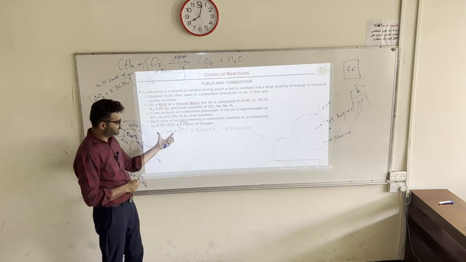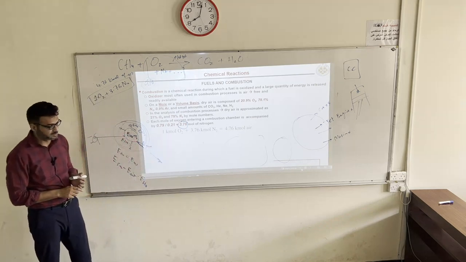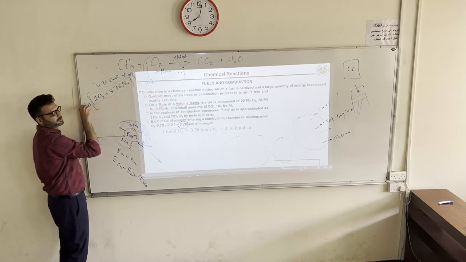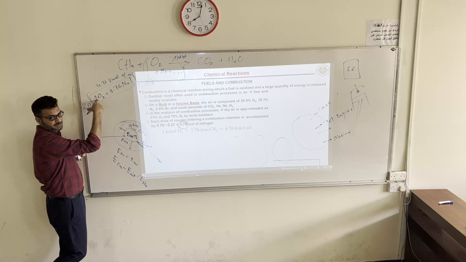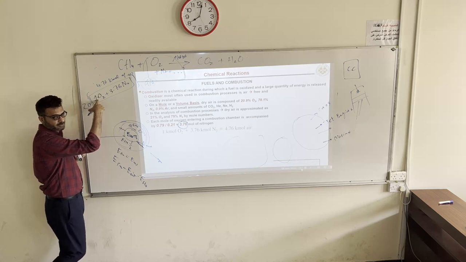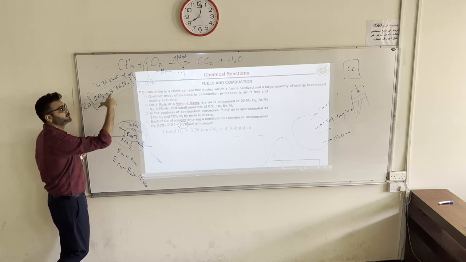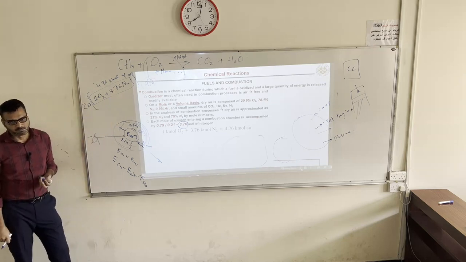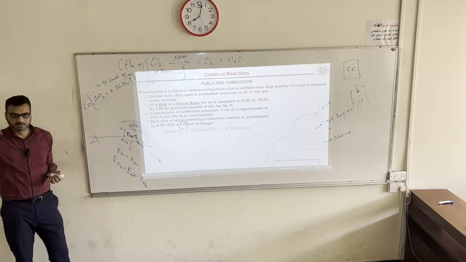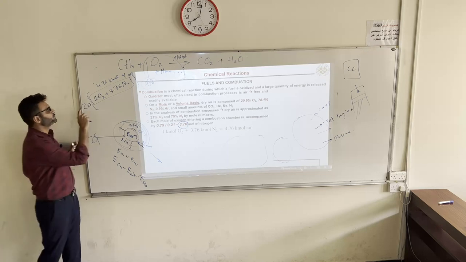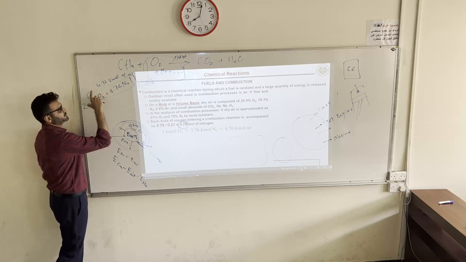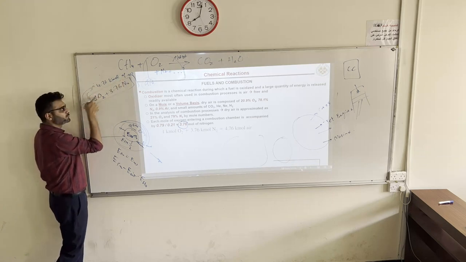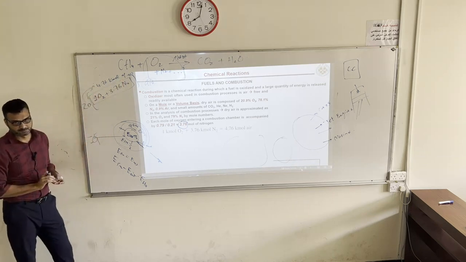If you need 20 kilomoles of oxygen for any chemical reaction, it means there will be 20 into 3.76 kilomoles of nitrogen, because you are taking this oxygen from air. So you need to have 20 into 4.76 kilomoles of air to have 20 kilomoles of oxygen, right?